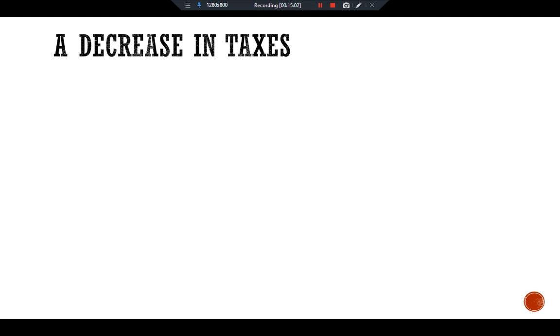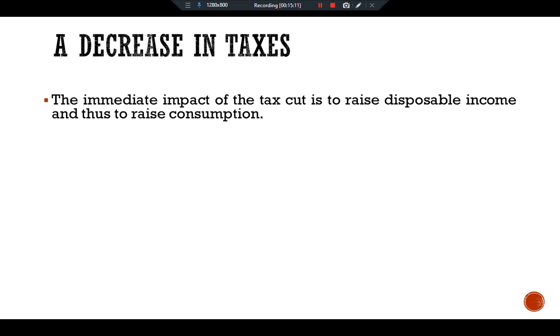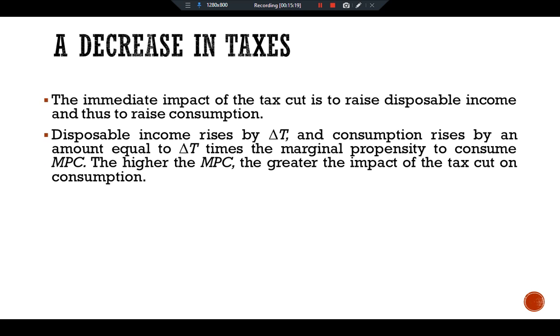Okay, a decrease in taxes. Now consider a reduction in taxes, delta T. The immediate impact of the tax cut is to raise disposable income and thus to raise consumption. Disposable income rises by delta T and consumption rises by an amount equal to delta T times the marginal propensity to consume, MPC. The higher the MPC, the greater the impact of the tax cut on consumption.